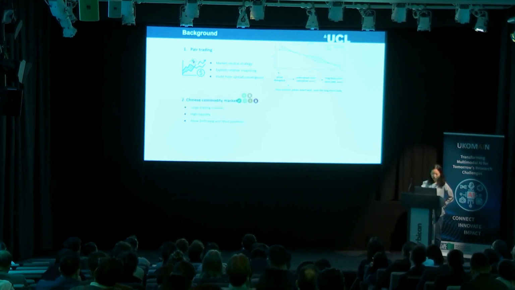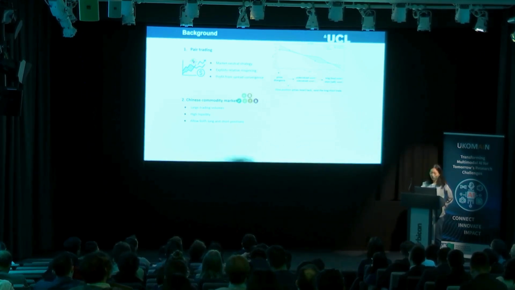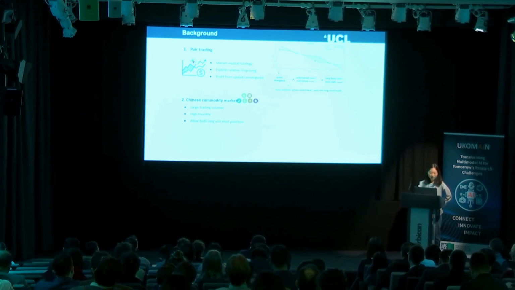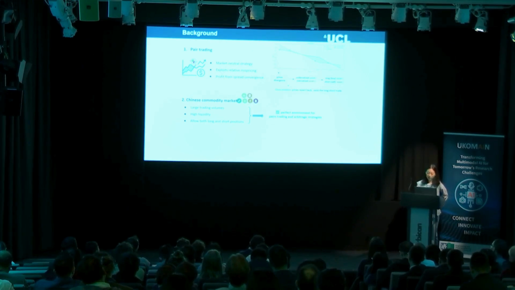Next, I will talk about the Chinese commodity market. The Chinese commodity market is a leading producer and consumer in the commodity markets. It has large trading volumes every day and is also a highly liquid market. Also, the Chinese commodity market allows both long and short positions. So such a market provides a perfect environment for pair trading and arbitrage strategies.